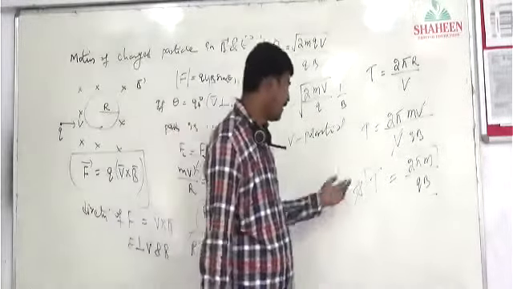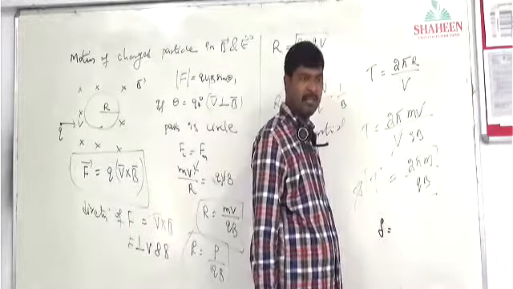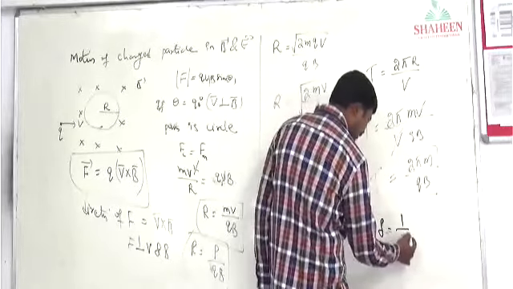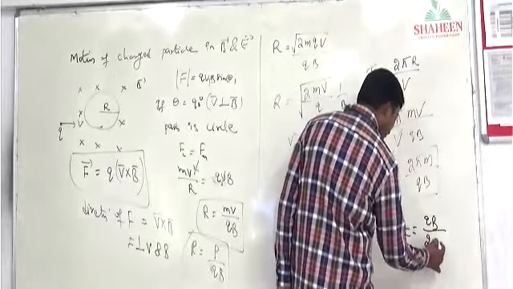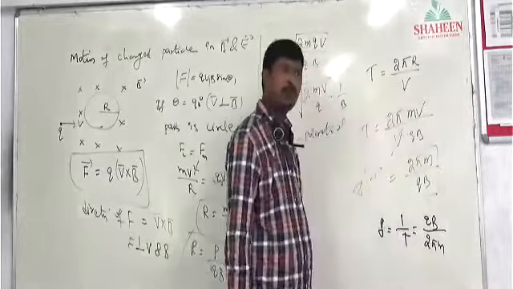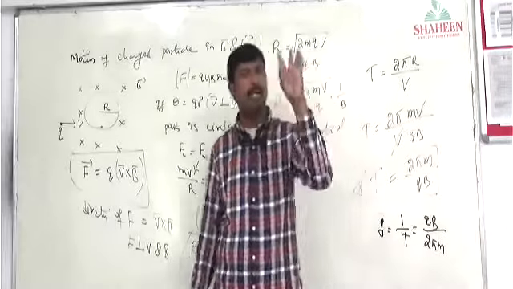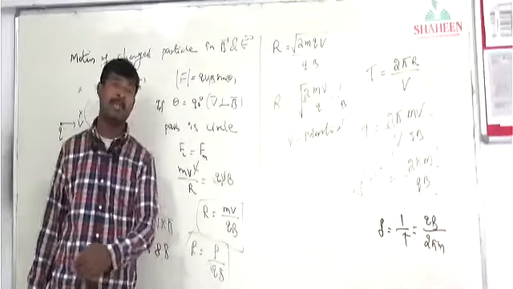Frequency means the number of cycles done in 1 second. So frequency is 1 by time period, right? This we can also write as qB by 2 pi m, the reverse of that. So frequency and time period both are independent of velocity.